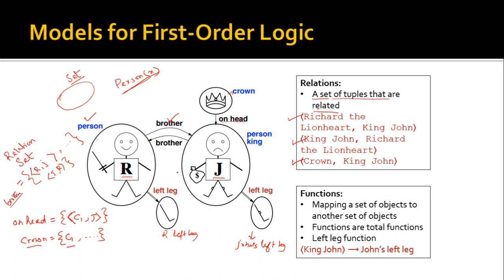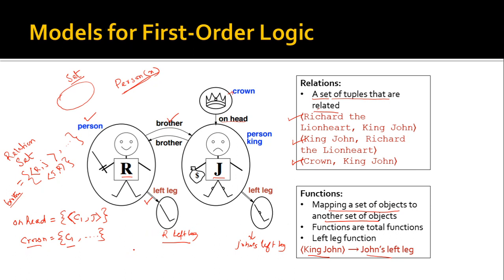Now coming to function, here the example is the left leg. So what it is doing, it is taking as argument one object like Richard, and the value would be the left leg of Richard. For this function, if you put King John as the input, the output would be John's left leg, right? So as I have mentioned earlier, it is a mapping of a set of objects to another set of objects, right?